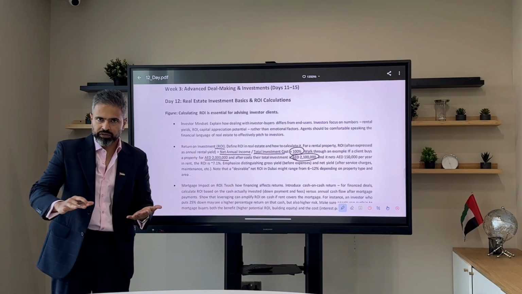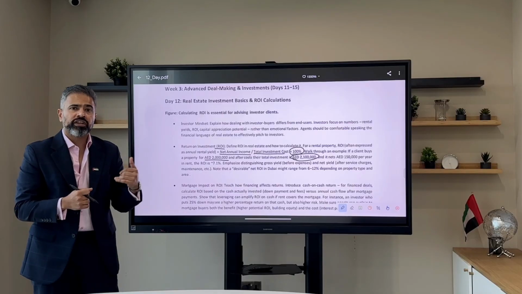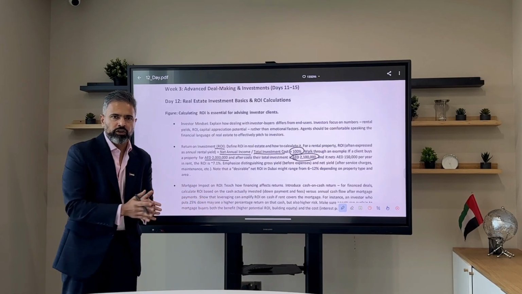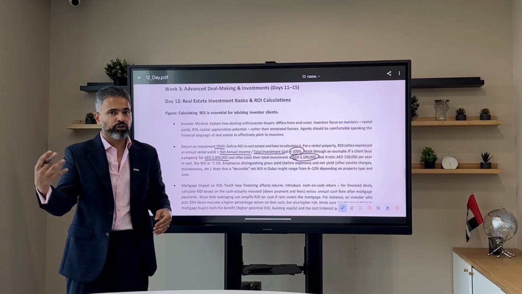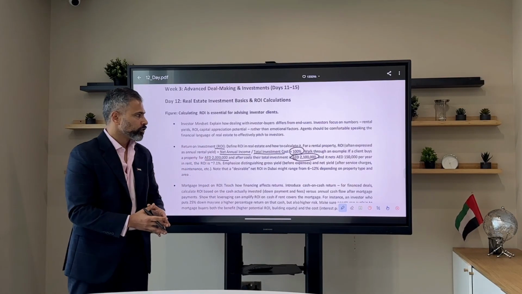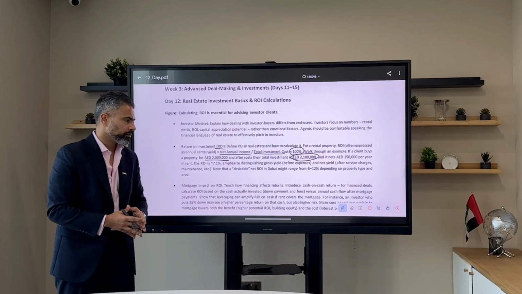Once we deduct whatever the yearly service charges are, which every landlord has to pay on a yearly basis, it's a fixed cost. You cannot avoid that. If your property is vacant, you pay it. If your property is rented, you pay it. So whatever that cost is, once you deduct that, you calculate what your net rental income per year is.